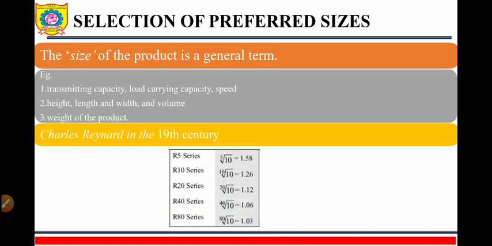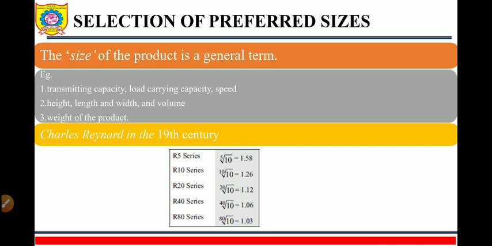He created five series: R5 series, R10 series, R20 series, R40 series, and R80 series for the selection of proper series. So in this case, preferred series are five. If you observe, R is the notation for series, and 5 is the number. So what does R5 mean? R5 means fifth root of 10, which is equal to 1.58. Second is R10. R10 will be 10th root of 10. R20 is 20th root of 10. R40 is 40th root of 10. R80 is 80th root of 10, etc.